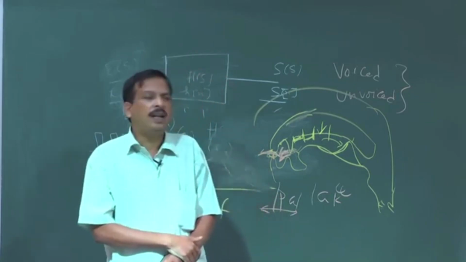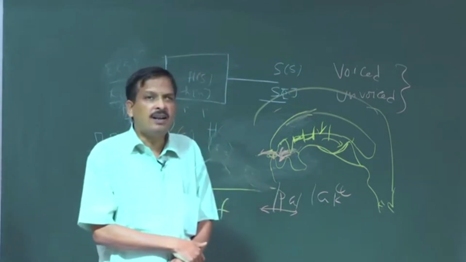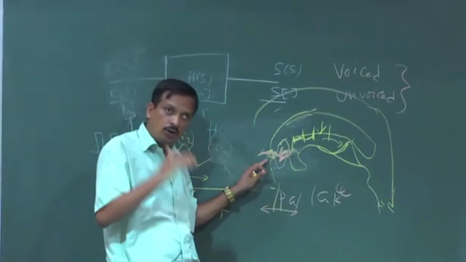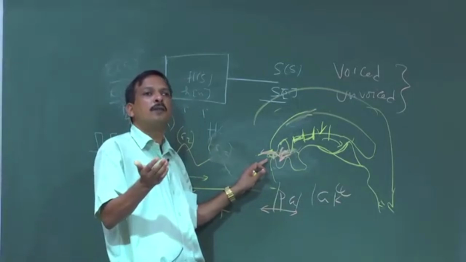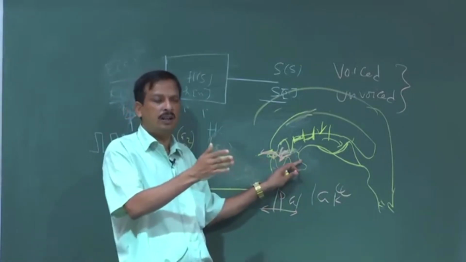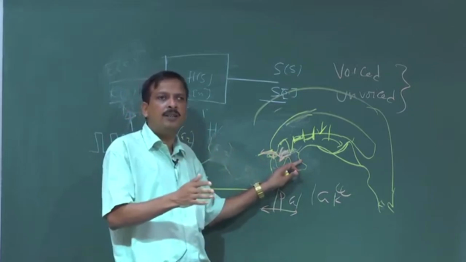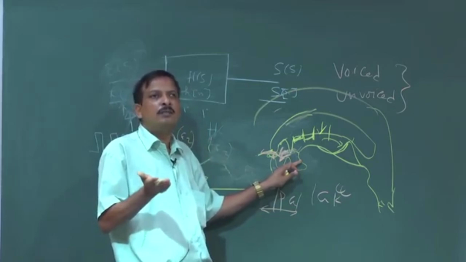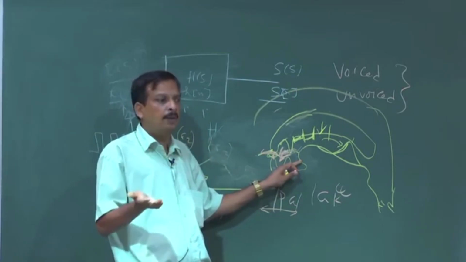Then there are fricative, affricate, lateral, and approximant. Fricative: if I say "sh, sh", it is a fricative sound. An affricate sound has two properties. In an affricate, the first part is plosion and the second part is friction. That is why it is called an affricate sound. I will show you an animation for that.